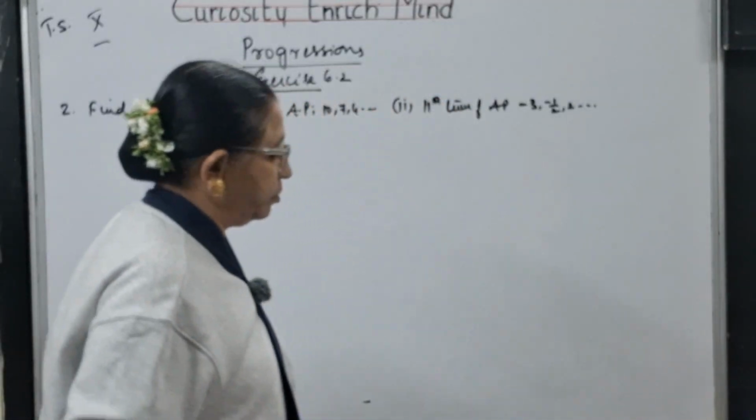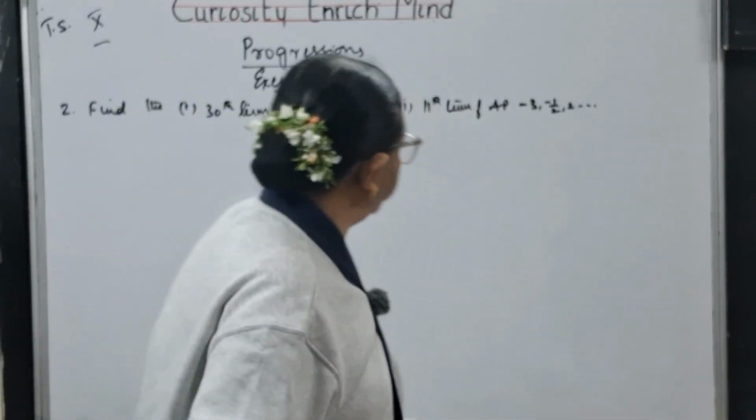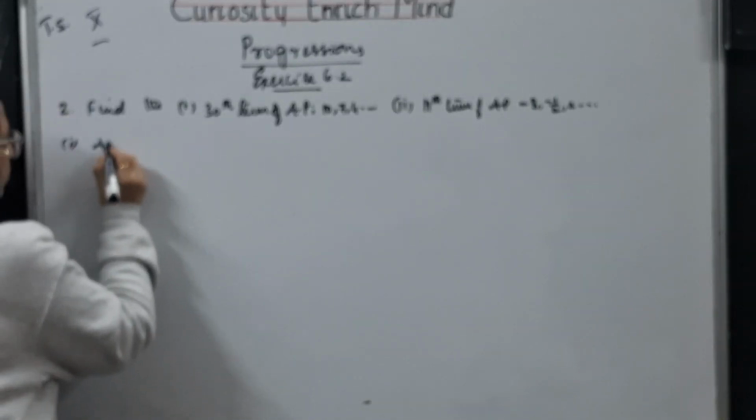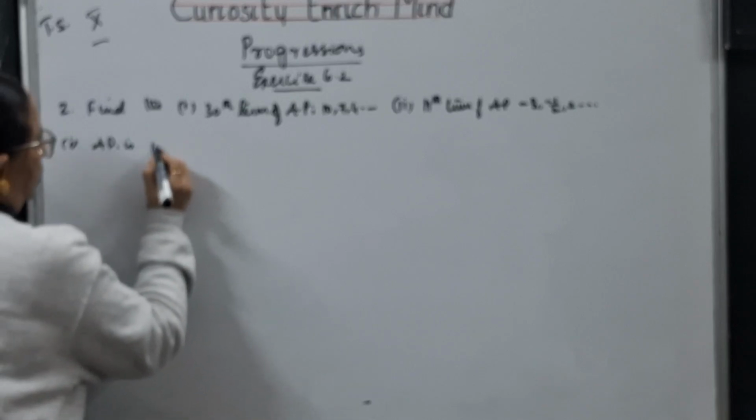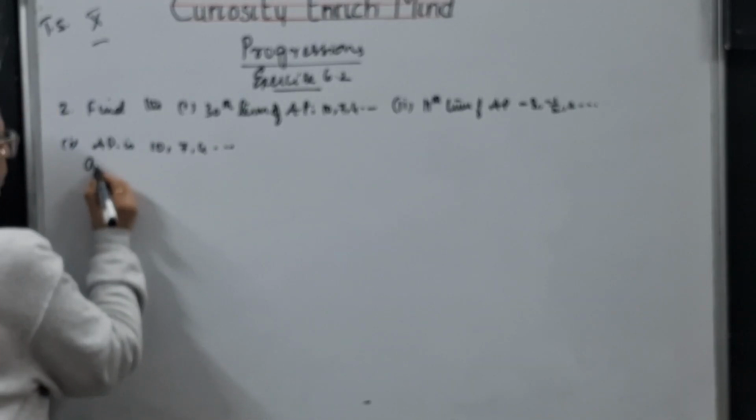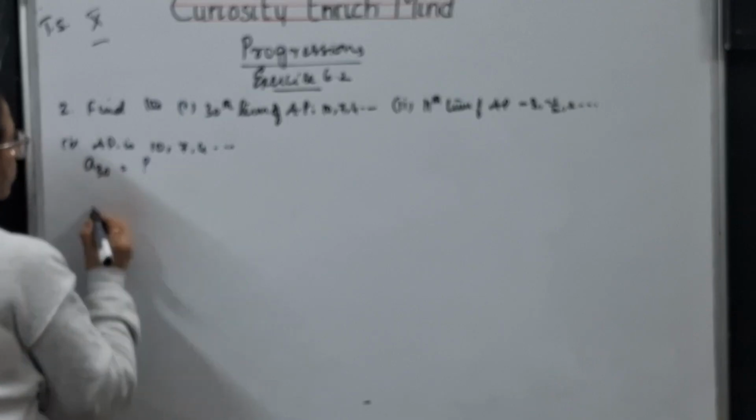Now the second problem, children. They have given two bits. In the first bit, you have to find the 30th term. So what is the given AP? 10, 7, 4, and so on. We want A30. How much is it?